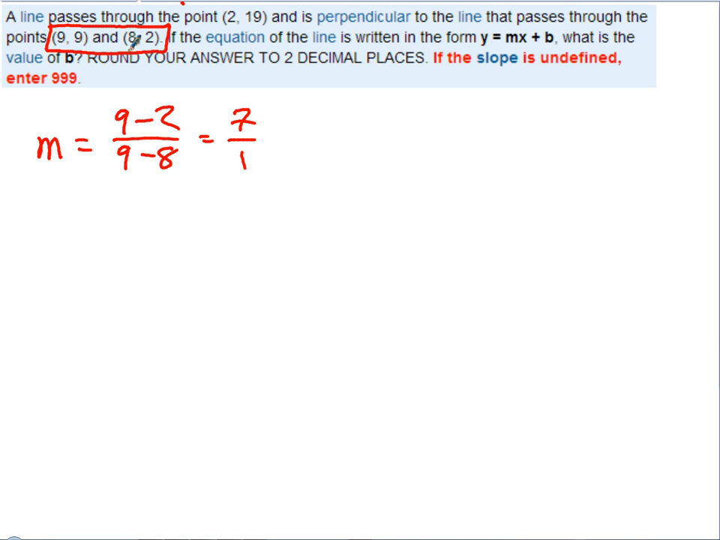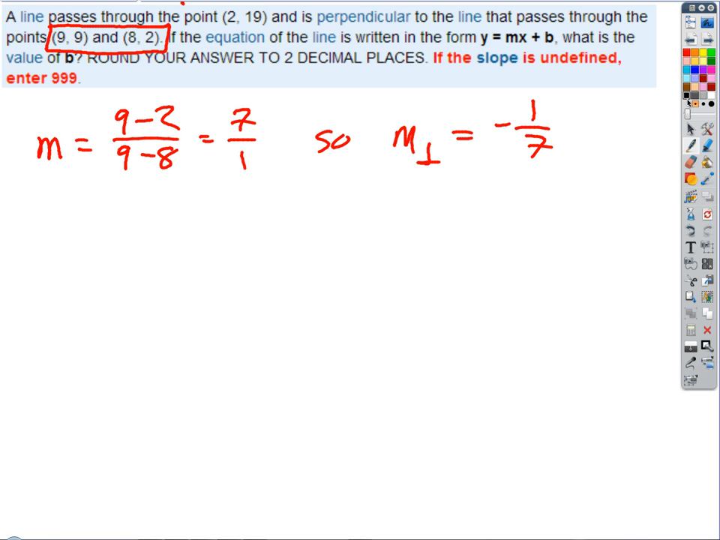But we want the perpendicular slope. So what's the perpendicular slope going to be then? Negative 1/7. Yeah, good. So the perpendicular slope is negative 1/7. Now, if I want to find b, what's my strategy for solving for b? Plug in the numbers. Yeah, plug in the numbers.